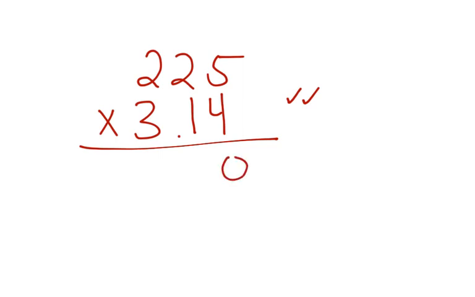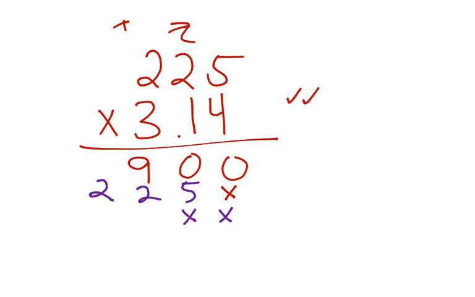5 times 4 is 20. 4 times 2 is 8 plus 2 is 10. 4 times 2 is 8 plus 1 is 9. Then I hold my spot with a 0 or an X. I'm going to cross these out so I don't lose my place value. Then I have 1 times 5, which is 5. 2 times 1, 2. And 2 times 1 again, 2. Now I'm going to hold my spot with 2 zeros or X's. And remember, we're in the hundreds place, so I need 2 zeros.